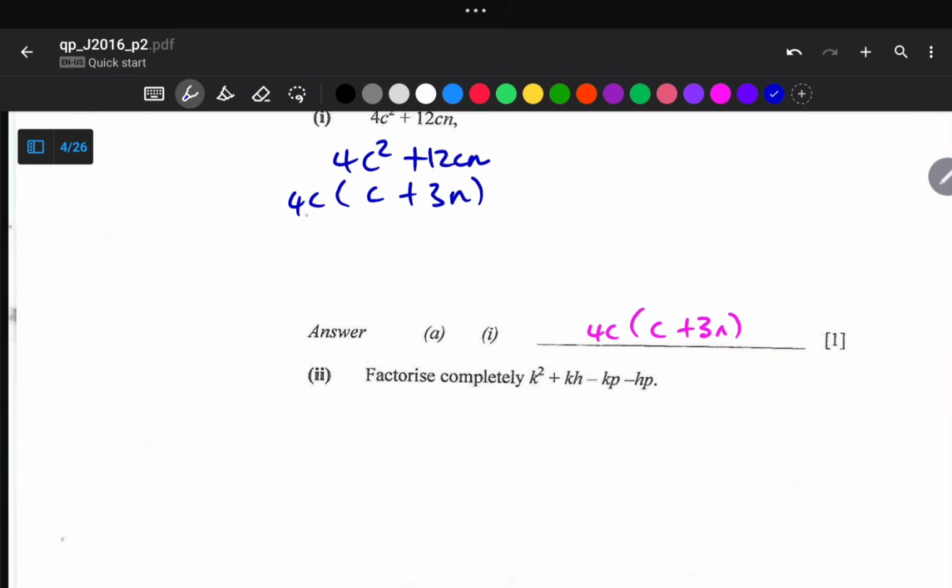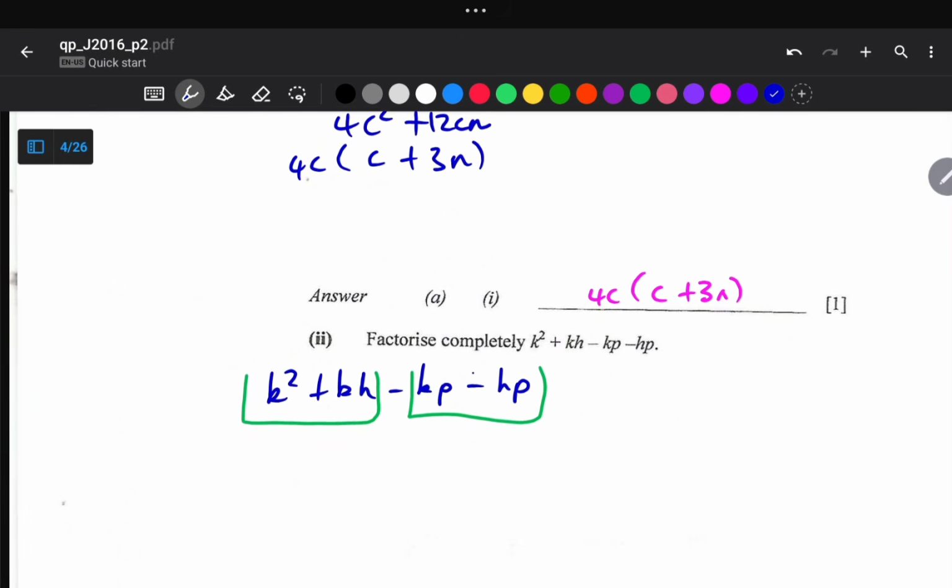Okay, and then the next part of the question says factorize completely k squared plus kh minus kp minus hp. So we are given k squared plus kh minus kp minus hp. For us to factorize this, we are going to group our terms. The first thing we need to do is to factorize the first two terms, and then factorize the second two terms. Here we have a common factor k, so we can simply factor out k to say it is now k, and k squared divided by k gives us k, and kh divided by k gives us h, minus our common factor for the second two terms, which is p.